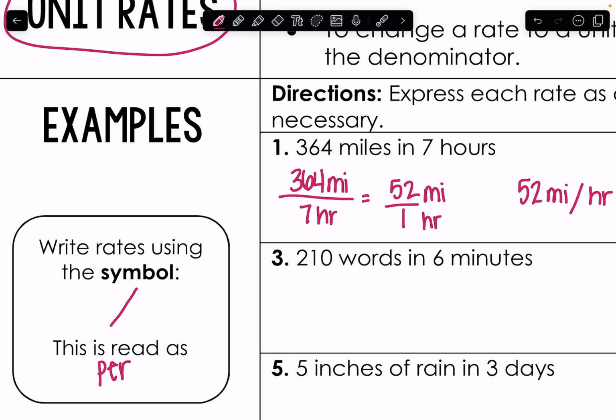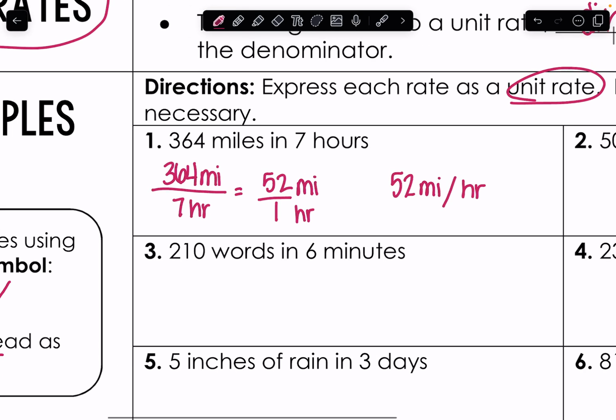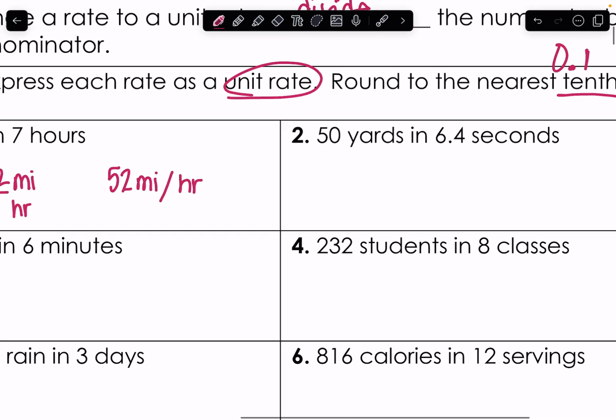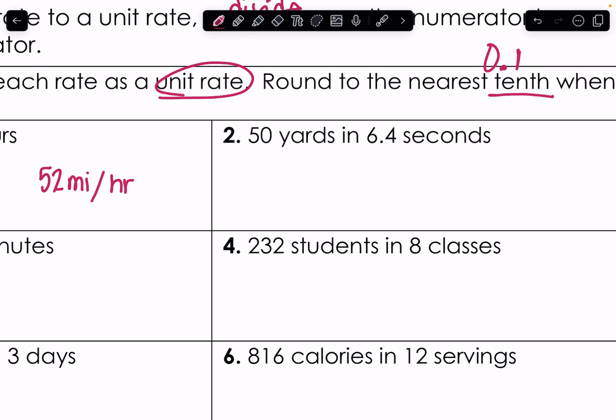For the next example, yards per second, calories per serving, students per class. All of those things are rates. We're trying to get down to 1 in the denominator. So let's try that with number 2. 50 yards in 6.4 seconds. So we have 50 yards divided by 6.4 seconds. When I divide those two, I get an answer of 7.8, rounding to 1 decimal place. What is the number in my denominator here? 1, which is what I want. So I want 1 number on the top, 1 on the bottom.